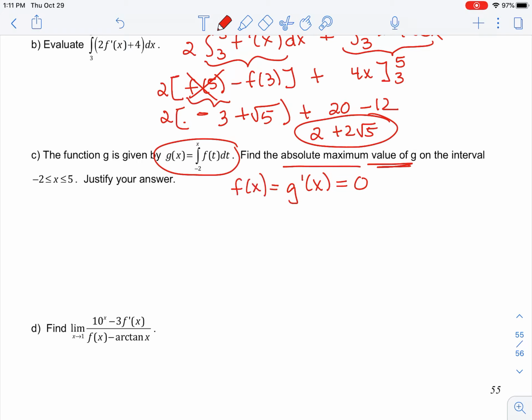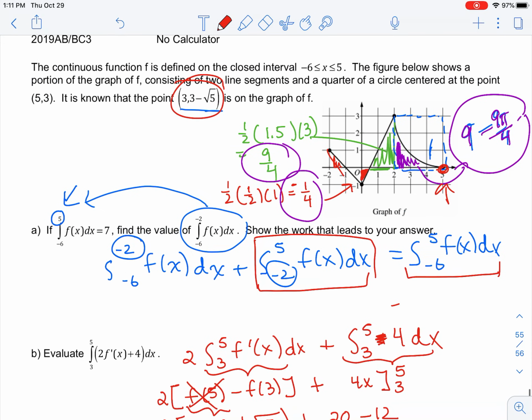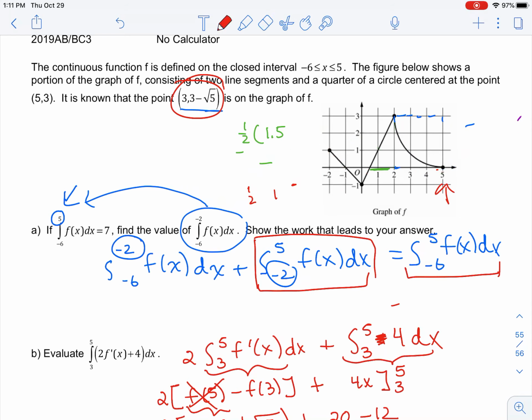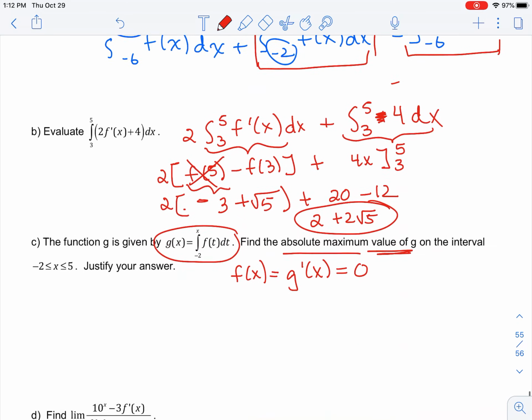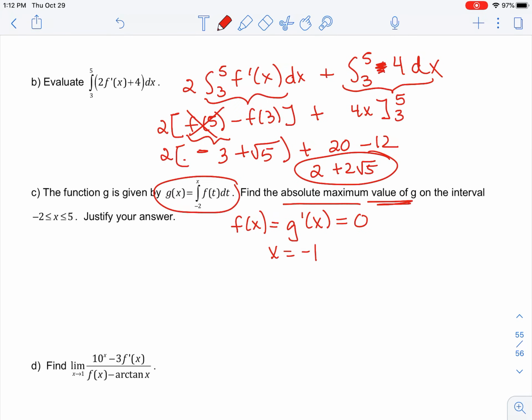But the graph that you're given is the graph of f, and we know that g prime is really the same as f of x. So where is the graph of f that's given equal to 0? Well, let's look. I'm going to erase all this. The only places where it's equal to 0 are here at negative 1, and here, which is exactly 1/2. But we're looking for a maximum. Notice the graph goes from negative to positive at 1/2, so it's a minimum. So really, this is your only possibility for a maximum. So x equals negative 1 is the only critical number I need to check.